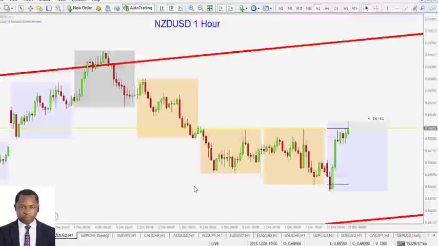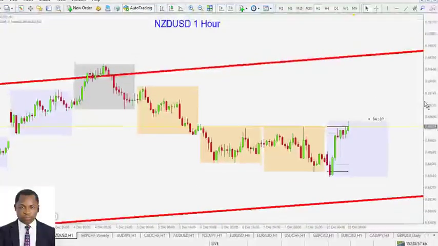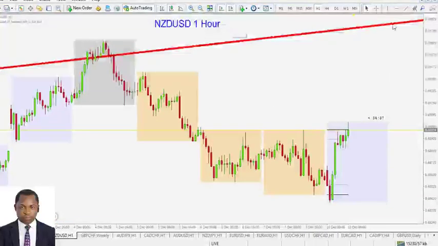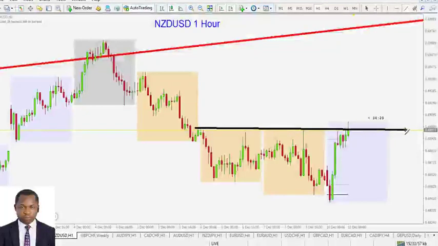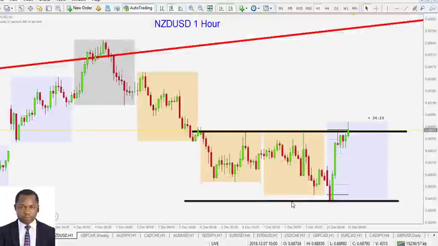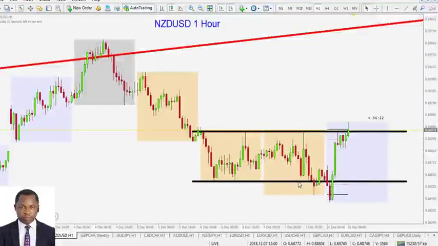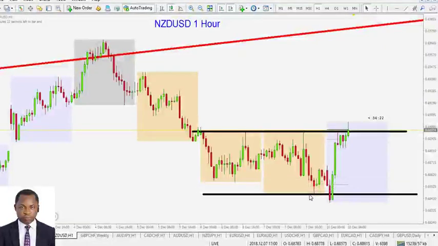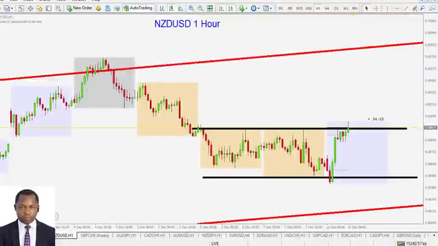All right, let's see the New Zealand dollar against the American dollar. This is the 1 hour time frame. Another channel. Let's keep this level here as resistance. Somewhere here, this was a fake breakout, or we can just keep it here. All right. A lot of confusion going on here in this range.